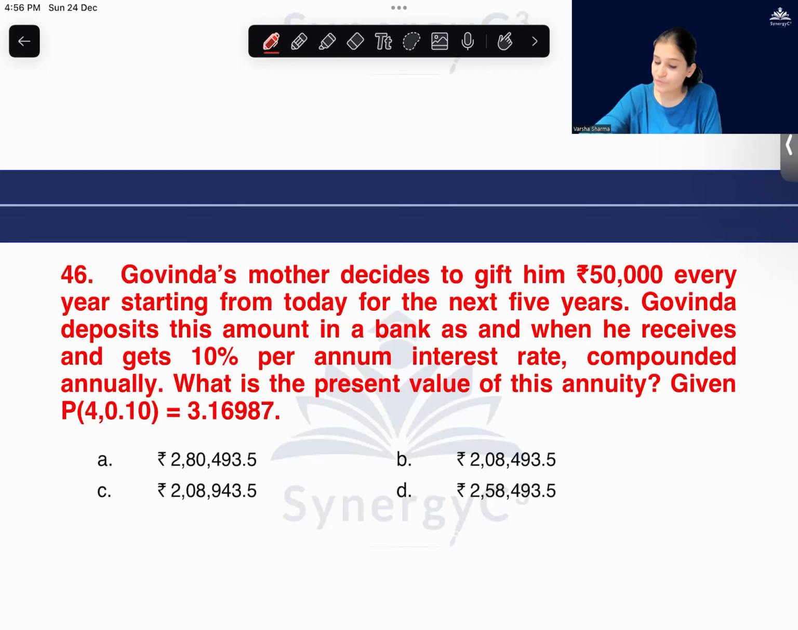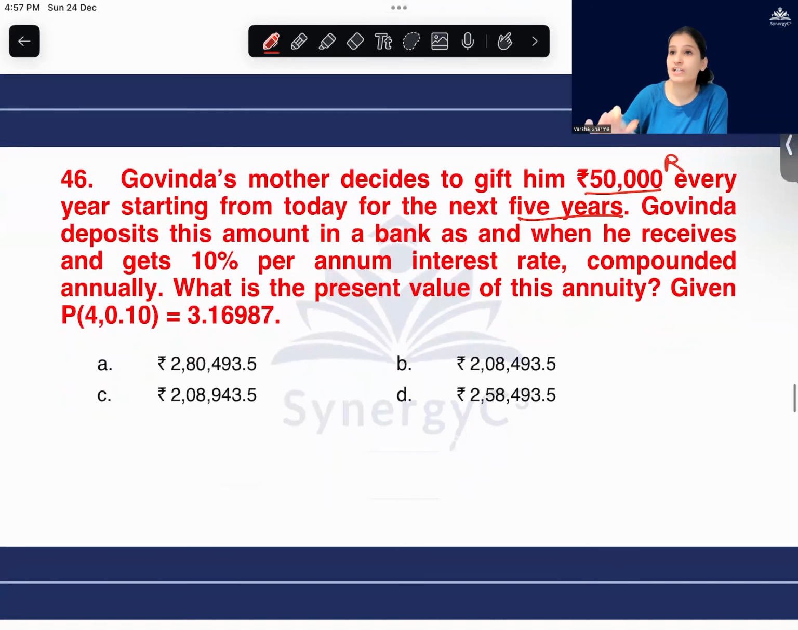That mother decides to give him 50,000 every year starting from today. This is annuity and starting from today, that means it is annuity due. From today for the next 5 years, fine. Govinda deposits this amount in a bank as and when he receives and gets 10% per annum interest rate, compounded annually. So the question looks like it was about to ask me the future value. But later on, it turned around and is asking me the present value. So it is a question of present value annuity due.